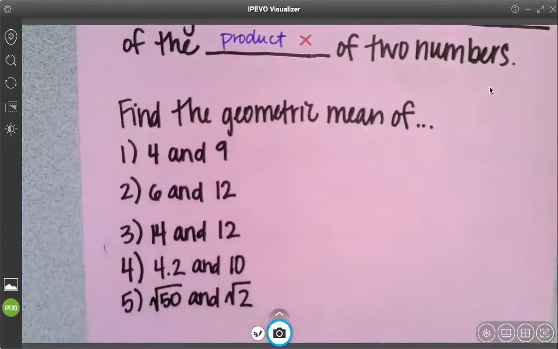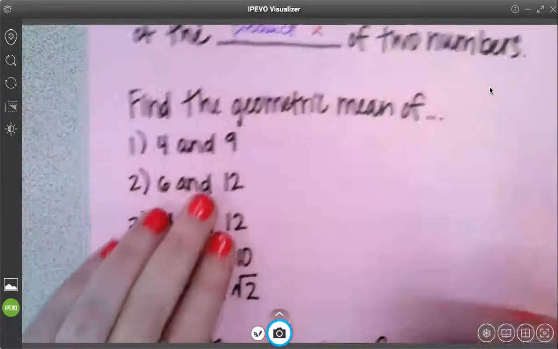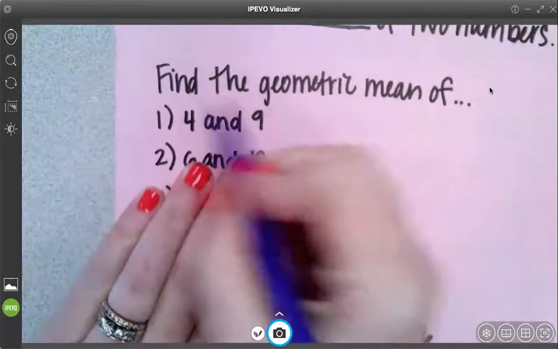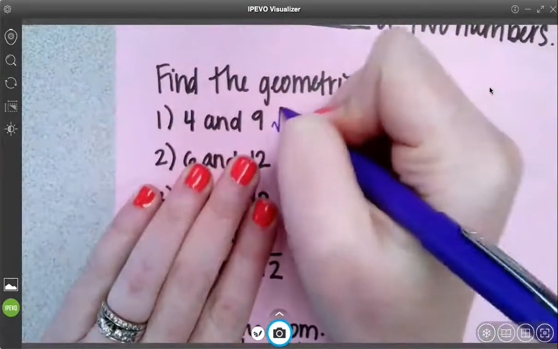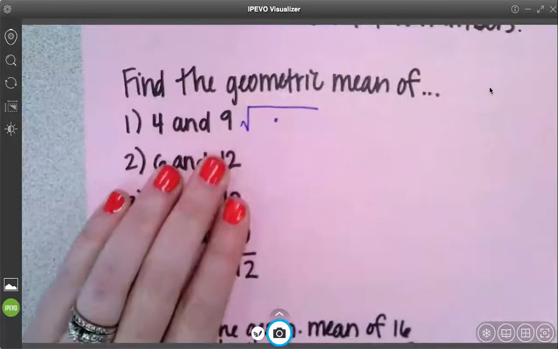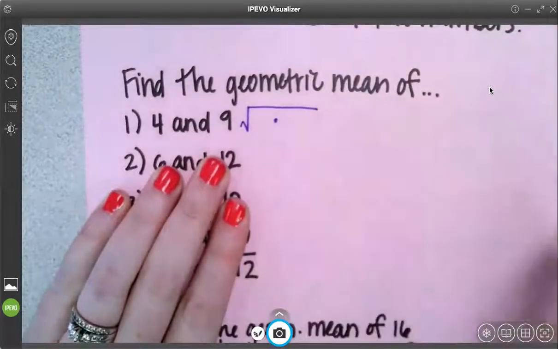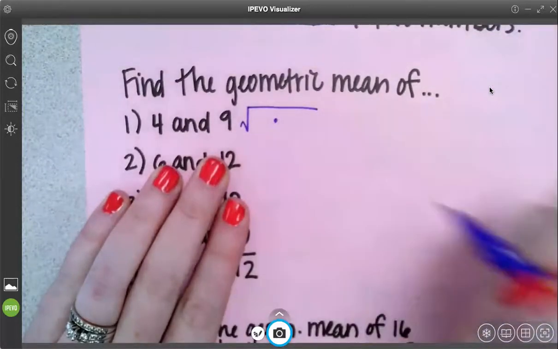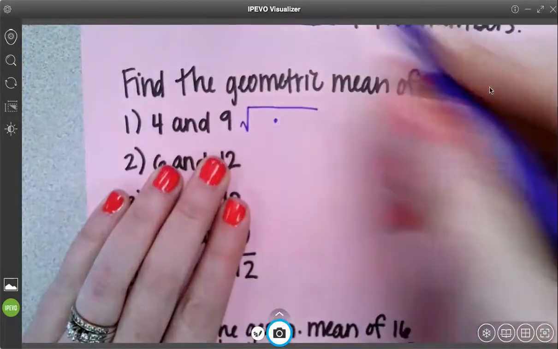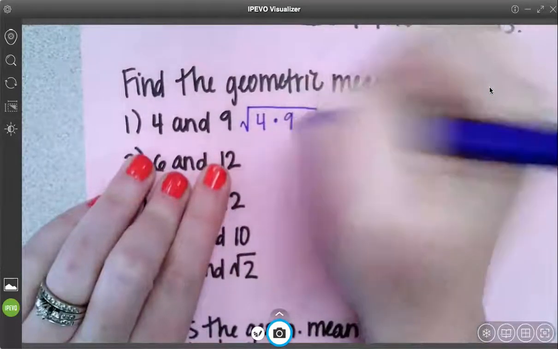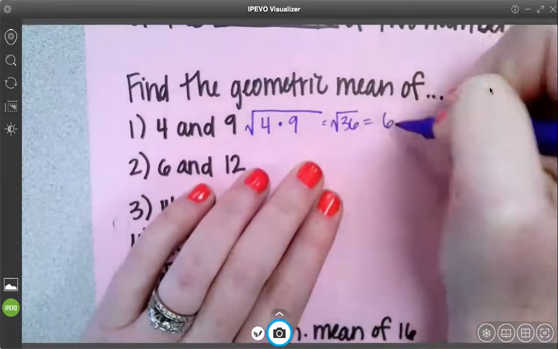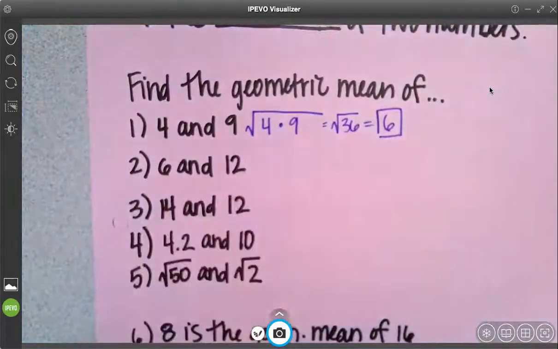So what we're going to do is find the geometric mean of 4 and 9. Whenever you see find the geometric mean of, I want you to go ahead and set up a square root and a times. Now I tend to put a dot. You'll see why in a little bit. But if you want to put an X, just make sure that it looks like the little times symbol and not like the letter X. So we're going to multiply the two numbers. 4 times 9 is of course 36, and the square root of 36 is just 6. So the geometric mean of 4 and 9 is 6.